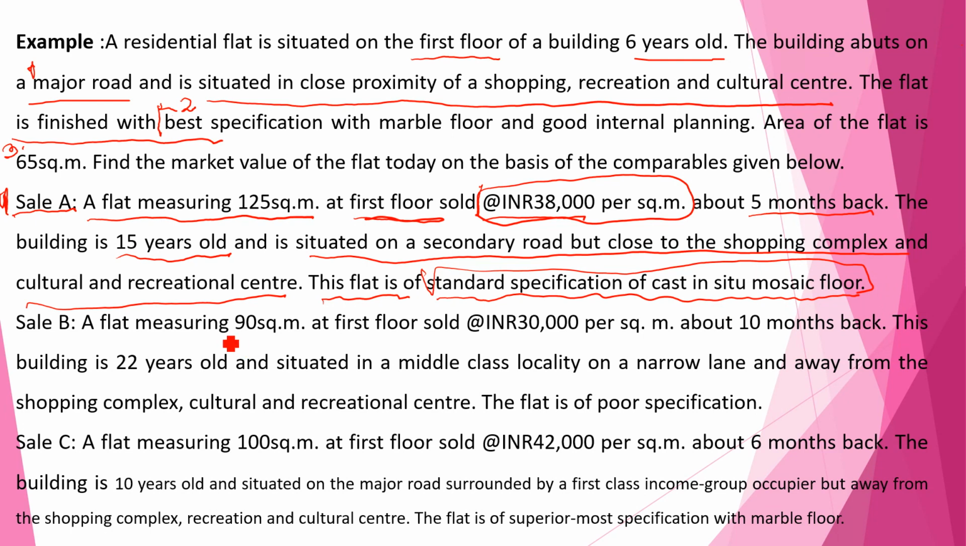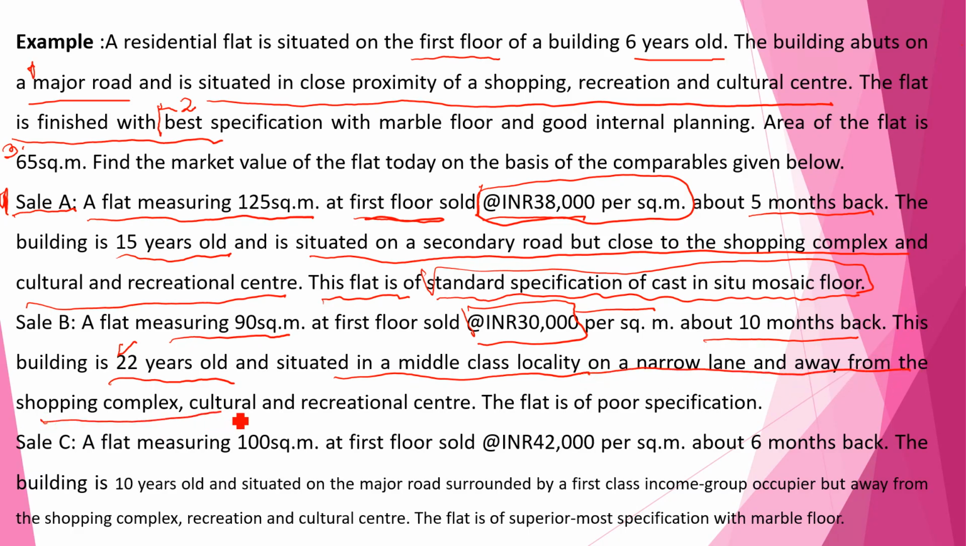Sale B: its area is 90 square meter. It was sold for 30,000 per square meter, about 10 months back. This building is 22 years old, and is situated in a middle class locality on a narrow lane and away from the shopping complex, cultural and recreational center. The flat is of poor specification.